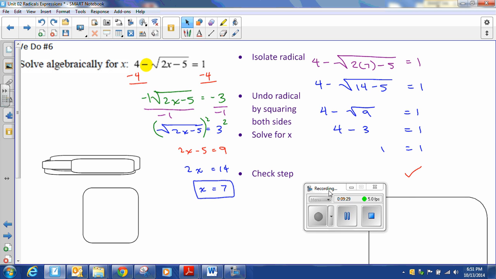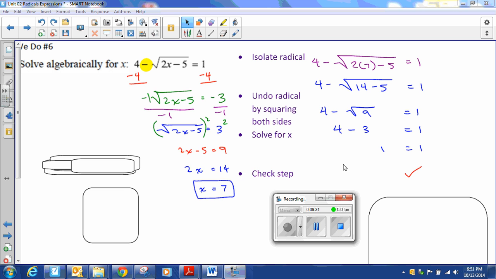So as you can see, 7 checks out as our only solution for this radical equation.